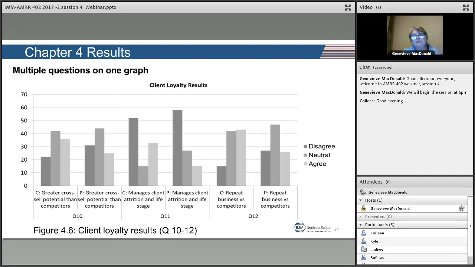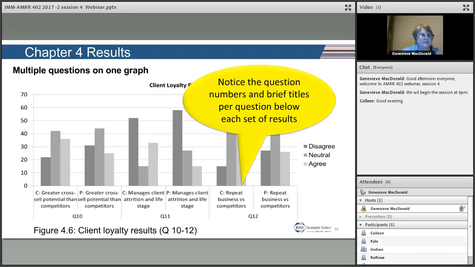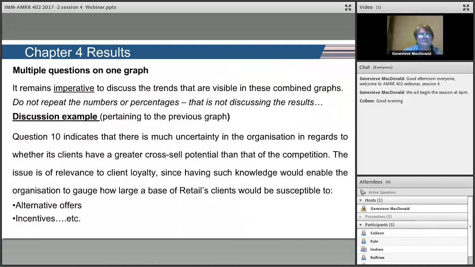Also try not to put more than, say for instance, 4 questions on the same graph, because otherwise the graph gets too small, too busy, too compact to actually properly see the trends emanating from that particular data. So you see the question numbers and the brief title per question for each of the sets of results.